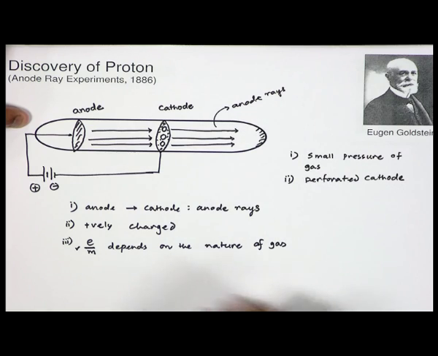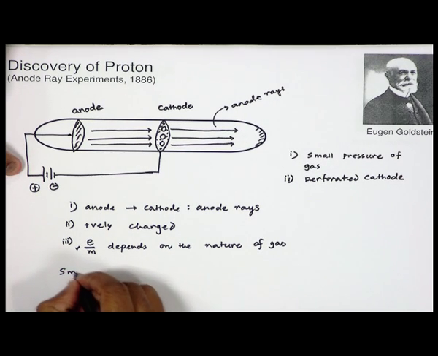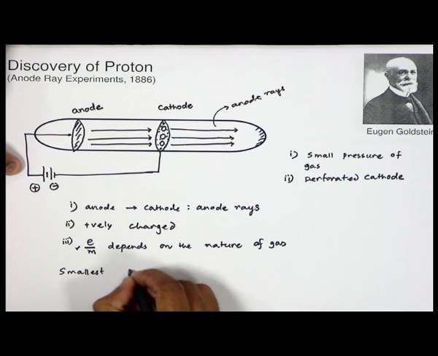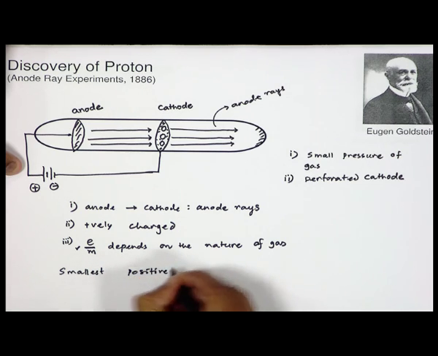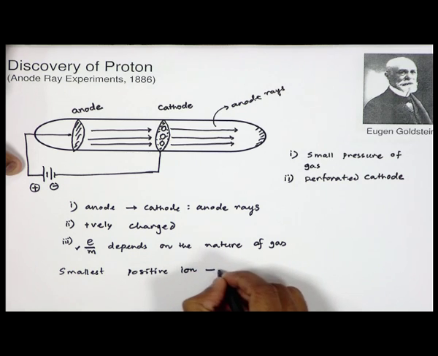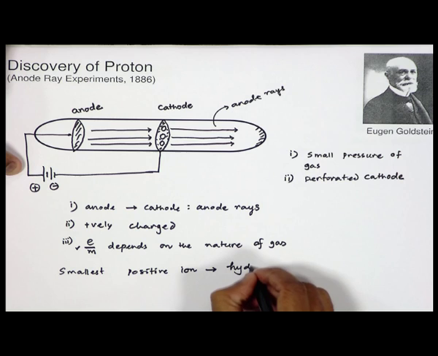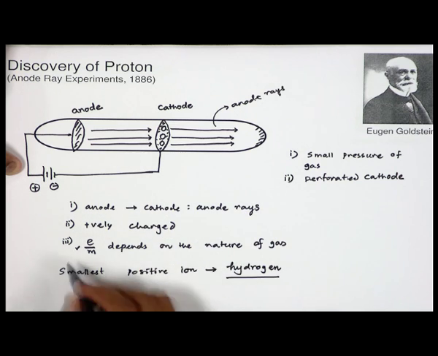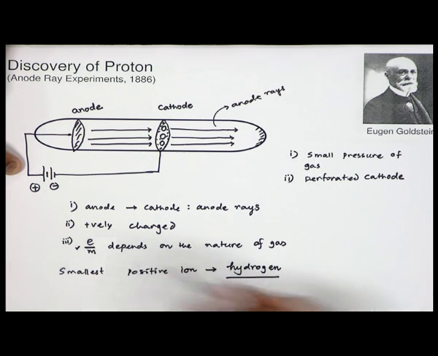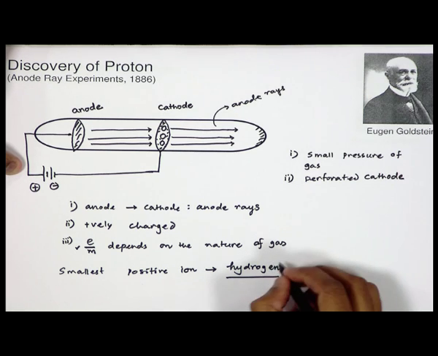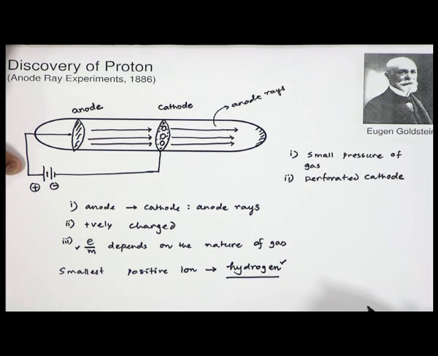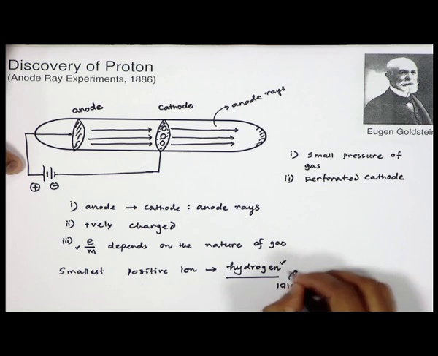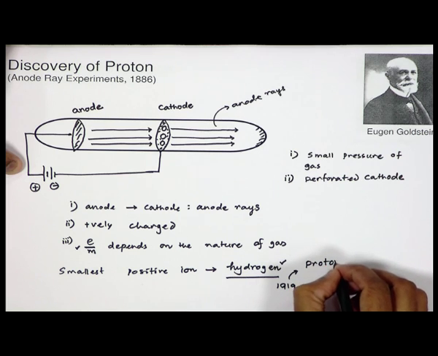By doing several experiments, it turned out that the smallest positive ion was coming from hydrogen. That was the lightest ion, with the smallest mass, and it came from the hydrogen atom. And in 1919, it was shown that this hydrogen ion is what we know as the proton.